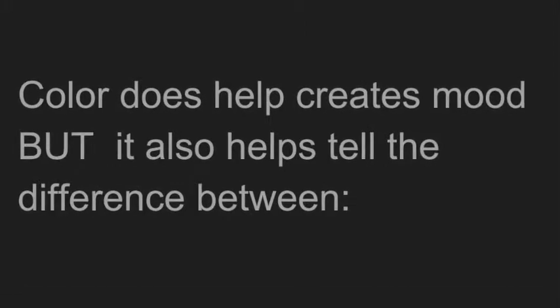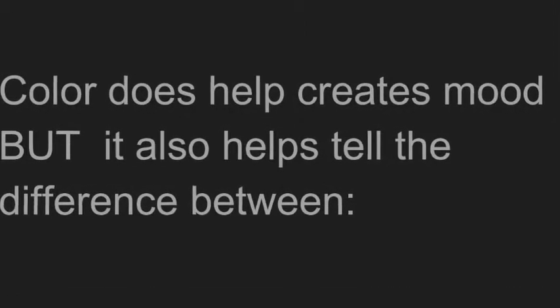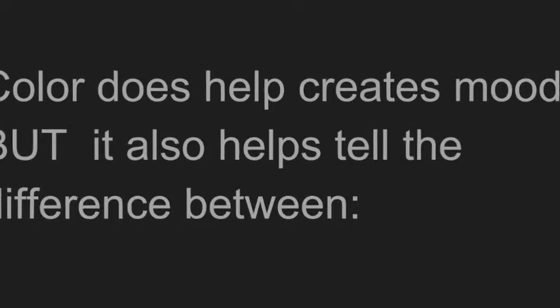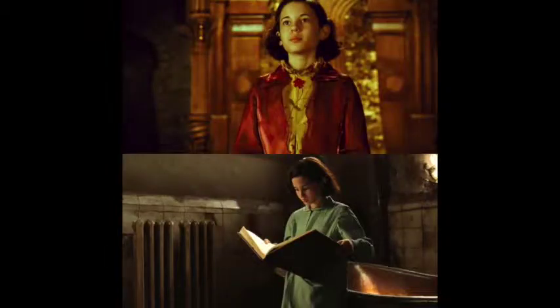Color doesn't only help create a mood or tell us about a person. It also helps us tell the difference between time periods or locations, and in Pan's Labyrinth, it helps us identify locations. As mentioned above, the colors help us know the difference between reality and the underworld.